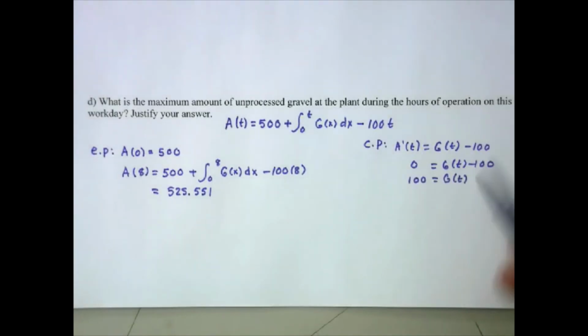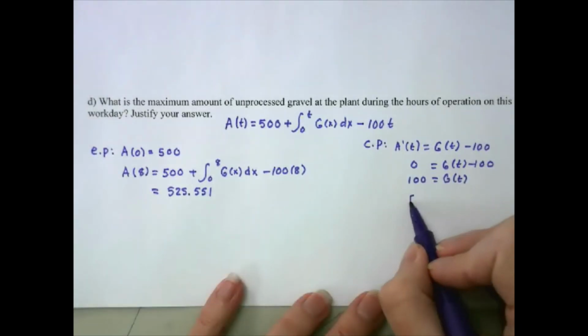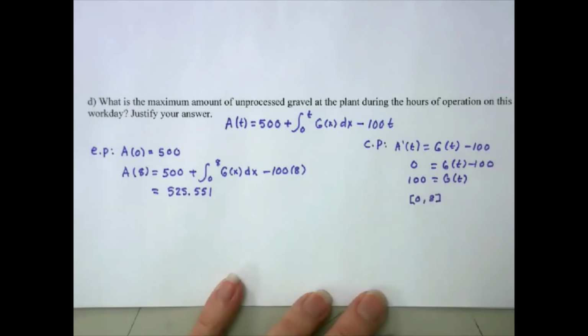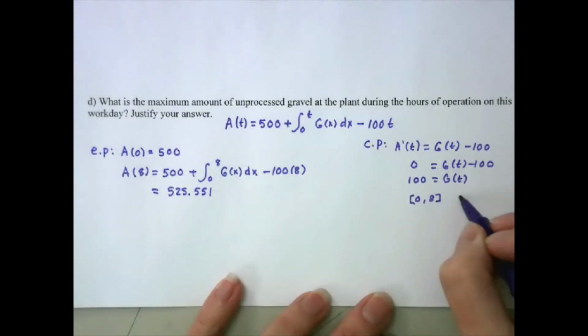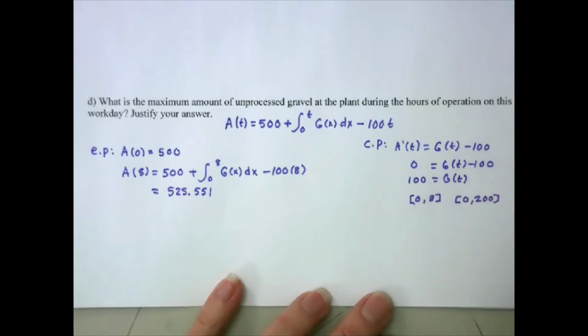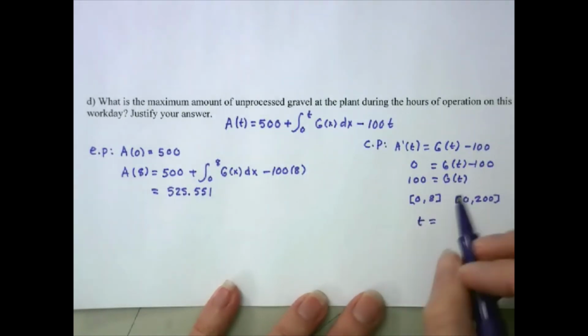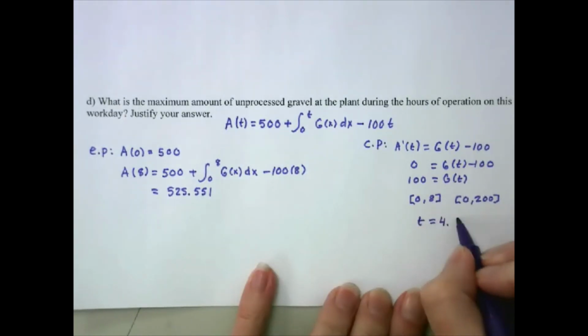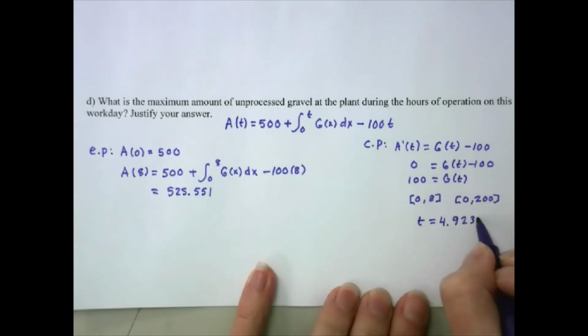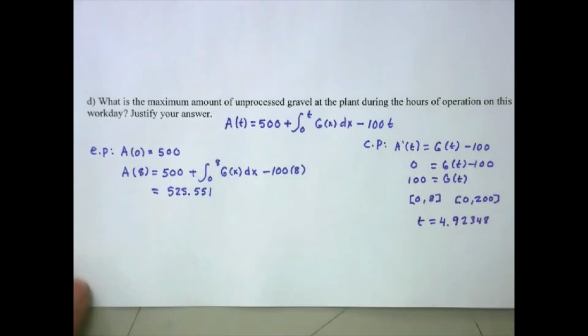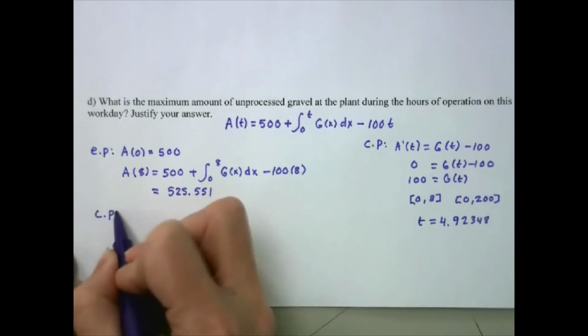Okay, and then I would just graph. For my window, I would go from 0 to 8 in the x direction, and then in the y, we want to be able to see 100. So maybe go from like 0 to 200 or something. Okay, when you graph this, you'll see the two graphs intersect, and that's going to occur at 4.92348. So that's our third point we want to check out.